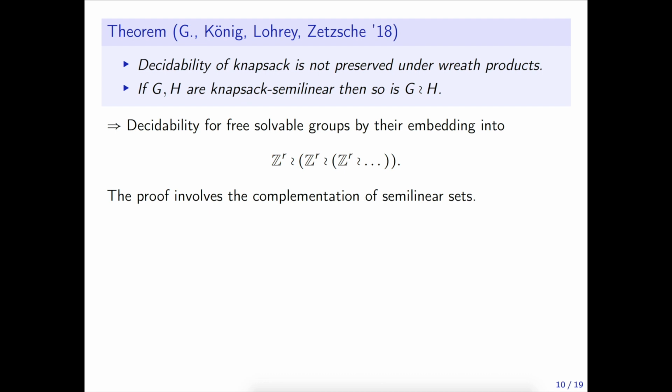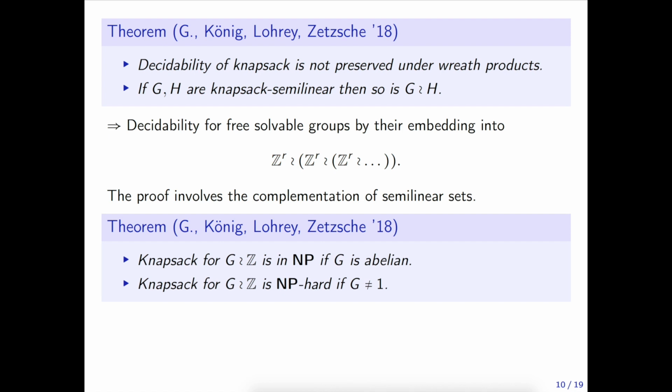In the same paper, we also show two complexity results, namely that knapsack is in NP if the left group is abelian and the right group is Z, and also knapsack is always at least NP-hard as soon as G is non-trivial.